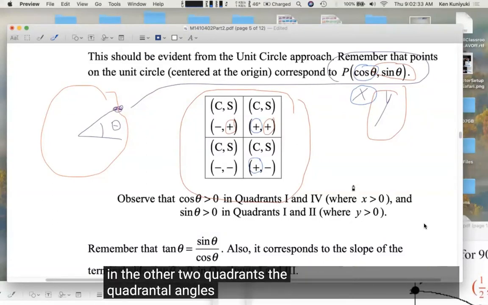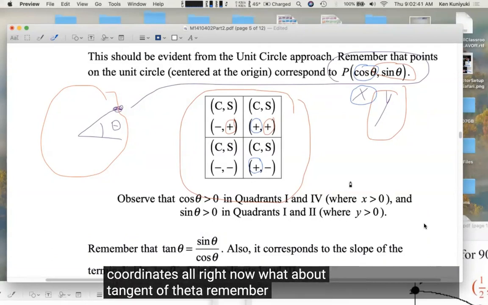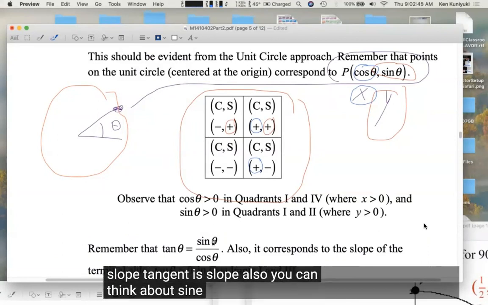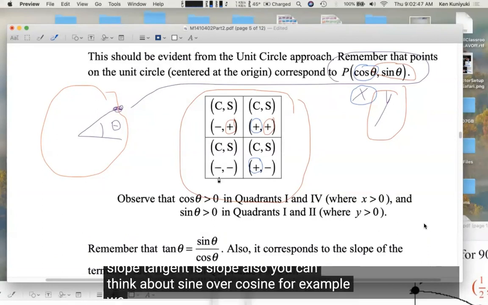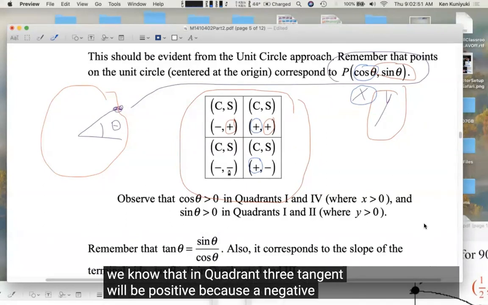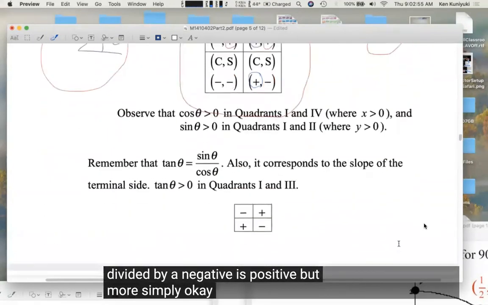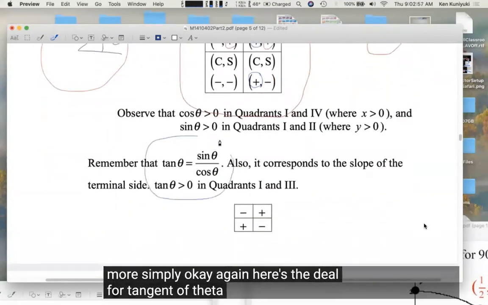The quadrantal angles, you would focus on the coordinates. All right, now what about tangent of theta? Remember, tangent is slope. Also, you can think about sine over cosine. For example, we know that in quadrant 3, tangent will be positive because a negative divided by a negative is positive. But more simply, again, here's the deal for tangent of theta.